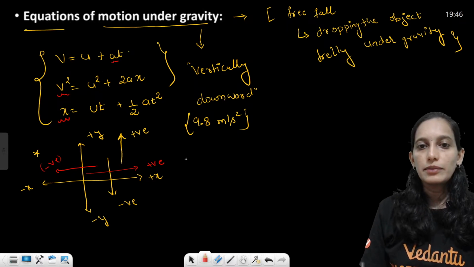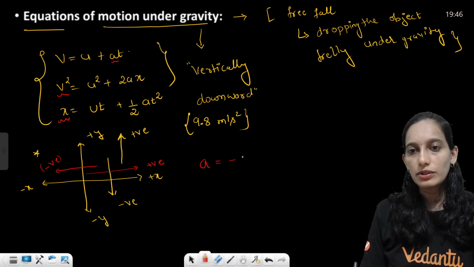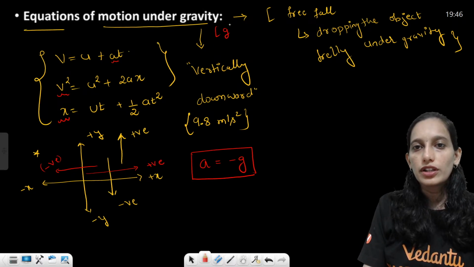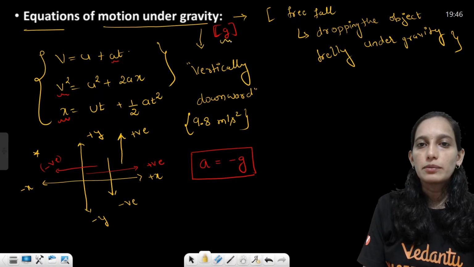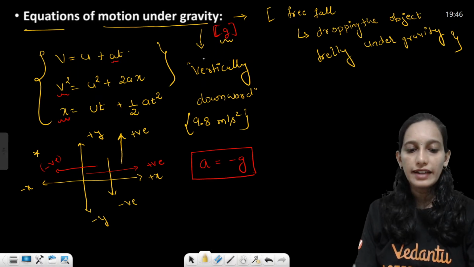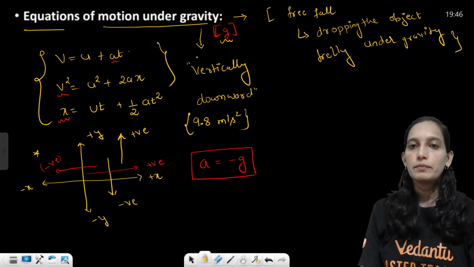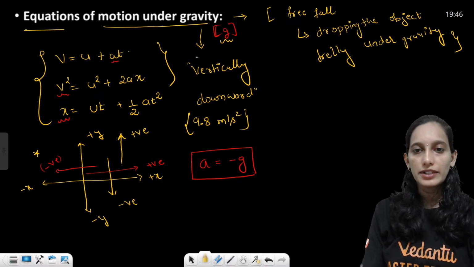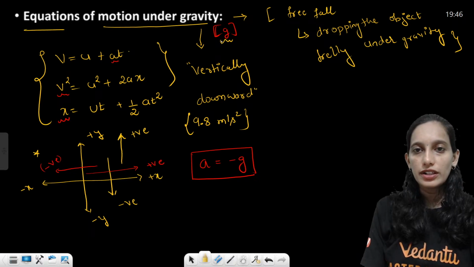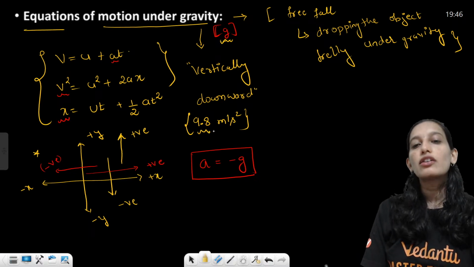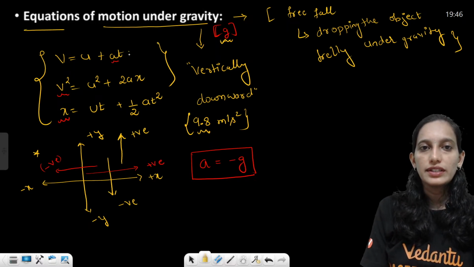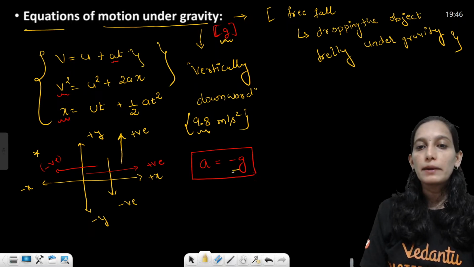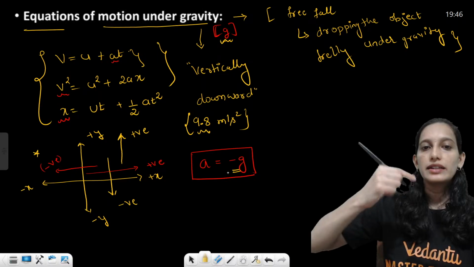Now what should we do? Acceleration in this case will be replaced by acceleration due to gravity, that is g. The usual notation is small g. Acceleration due to gravity is represented by the symbol small g. It is the acceleration gained by the body due to earth's gravity, which has a constant value of nearly 9.8. So wherever we see acceleration in our equation, replace it by minus g, because my sign convention is that I am taking the downward direction always negative.